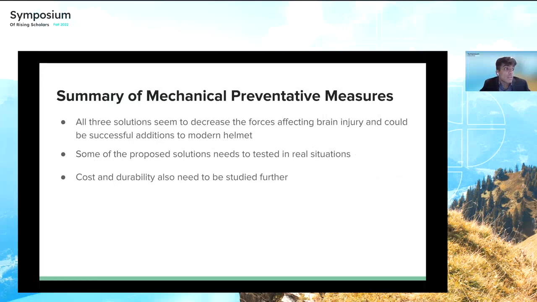Out of all of these mechanical preventative measures, the IDM decal seems to have the greatest potential with its ability to decrease the frictional constant, but the outer shell model and the fluid-based shock absorber model also have potential. All 3 solutions seem to decrease the forces affecting brain injury and could be successful additions to the modern helmets. However, all of these models need further testing, such as actual in-game in vivo testing. Cost and durability would also need to be considered.